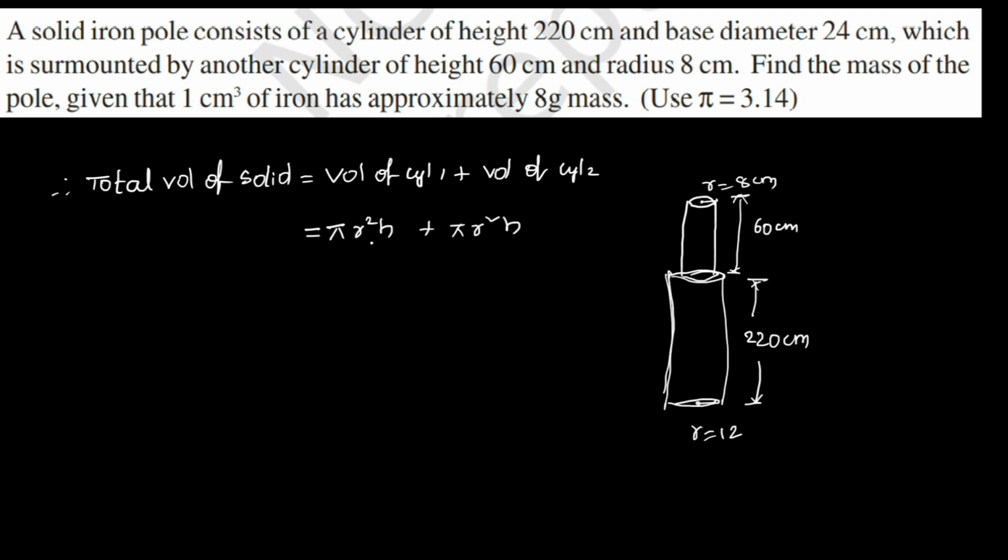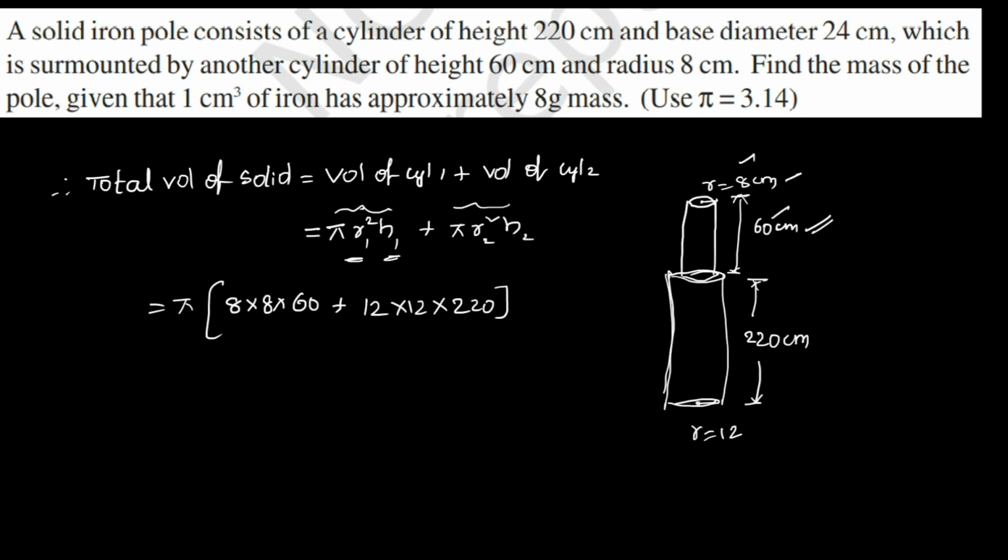But we cannot give the same name to both, so for this we say r1 square h1, and for this r2 square h2. So since pi is common in both, I'll take pi as common into r1 square into h1. What is r1? 8. So 8 into 8 into h1 60, plus r2 square 12 into 12 into h2 220. See, pi r1 square h1 plus pi r2 square h2. So that will become, pi value, he asked us to take 3.14. So 8 into 8 into 60.